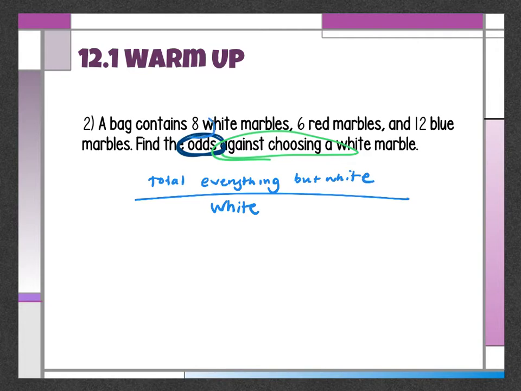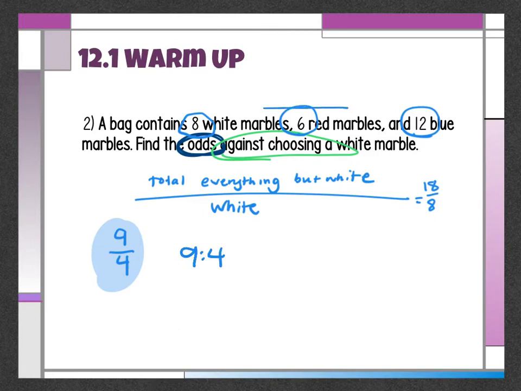So if I take the 8 white marbles, that's going to be in the bottom. And then everything else would be 6 and 12, which would be 18. That reduces to 9 over 4. And odds are kept like that. So odds would be 9 to 4, or it would be 9 to 4 this way. Remember, if I take and add those two numbers together, they should give me the total.